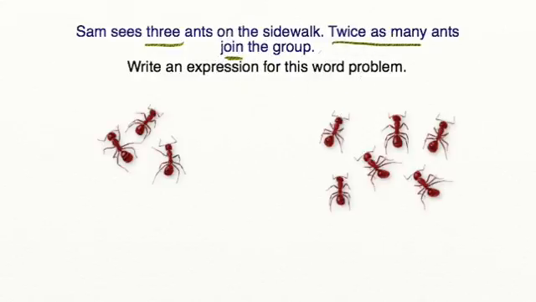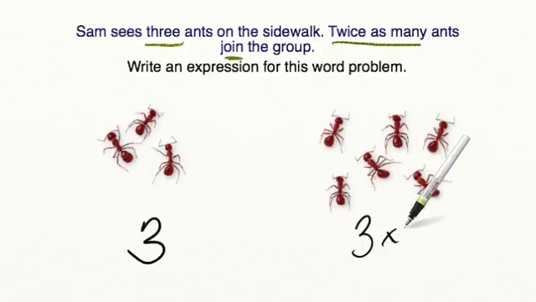So now that we've underlined important information, I want to go ahead and start writing our expression. We know that Sam sees 3 ants on the sidewalk. We have our 3 ants right here, so I'm going to write that as the first part of our expression. Twice as many ants join the group. So if we started with 3 and we have twice as many, we're going to say we have 3 times 2, because that means we're going to have twice as many as 3. And they join the group, so we're going to put our addition symbol right here. We're joining our first group to our second group.